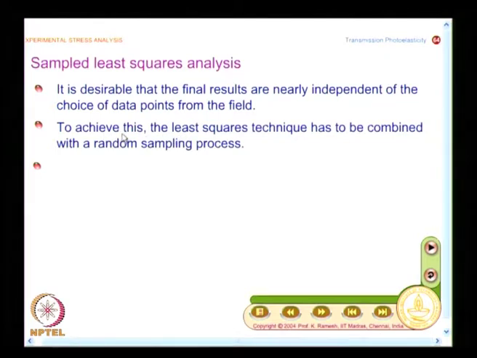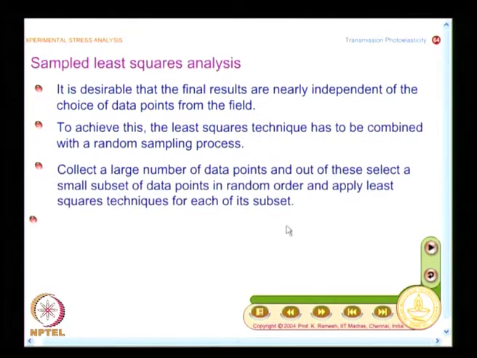To achieve this, the least squares technique has to be combined with a random sampling process, and this is very simple to implement. There are random number generators available, so you can easily do that. And what you basically do is, you collect a large number of data points, and out of this select a small subset of data points. You do this in random order and apply least squares techniques for each subset. That is how you bring in your randomization. So, you collect a large number of data points, from that you take a small subset, and this subset is selected from these master data points randomly.